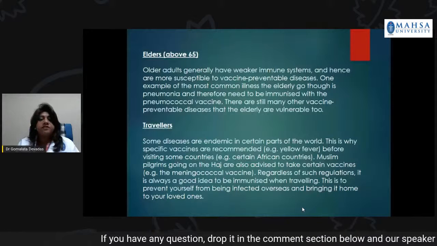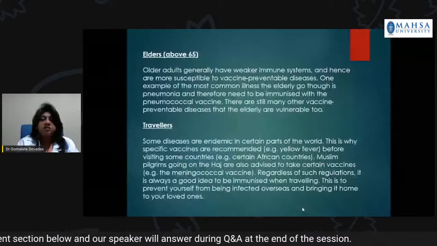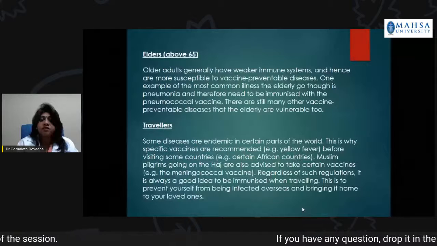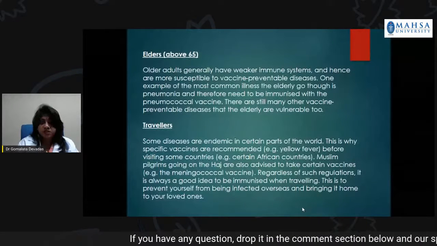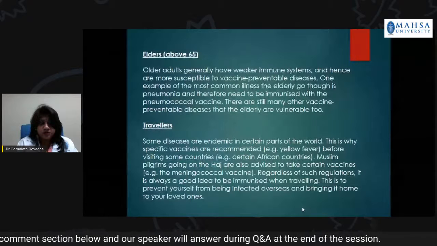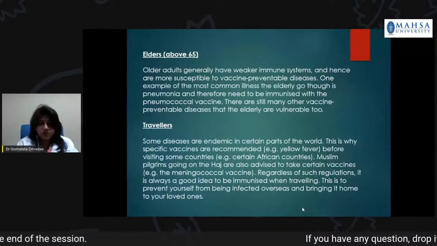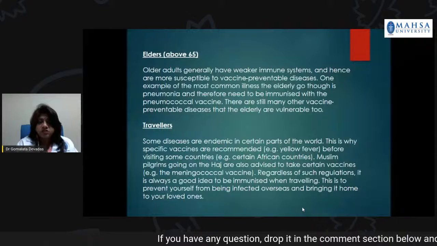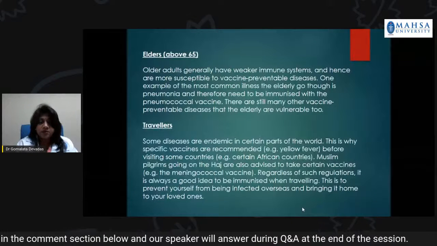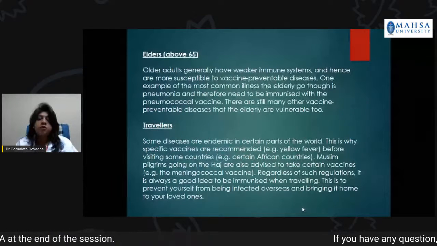And travelers, those people who always travel, need vaccination as well, because some diseases are endemic in certain parts of the world. This is why specific vaccines are recommended, for example yellow fever before visiting certain African countries. Muslims going on pilgrimage to the Hajj are also advised to take certain vaccines, like the meningococcal vaccine. Regardless of such regulation, it is always a good idea to be immunized when traveling. This is to prevent yourself from being infected overseas, and also from bringing it home to your loved ones.